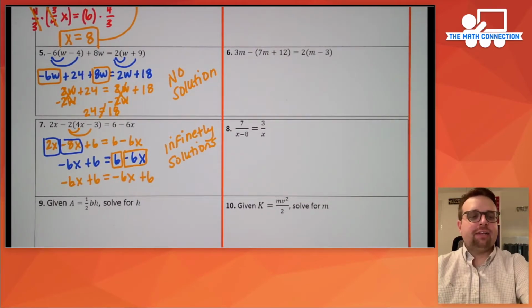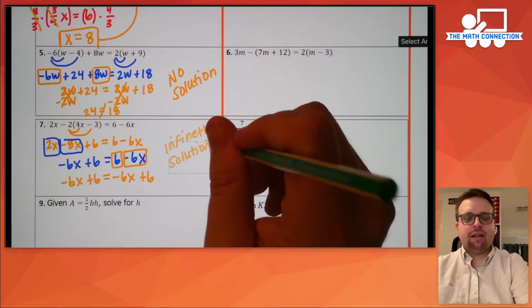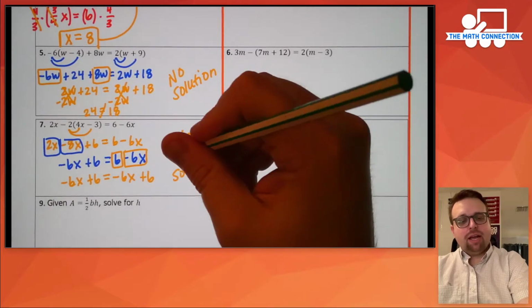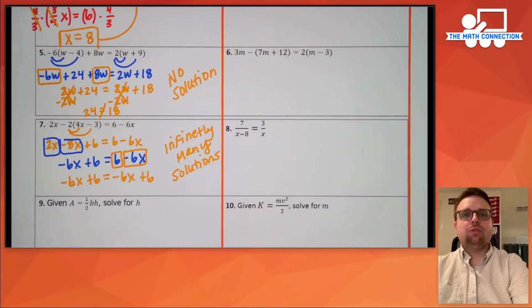Oh, obviously I need to write the word many, so let me fix that. Hold on, please. Just move that out the way. Infinitely many solutions, okay?